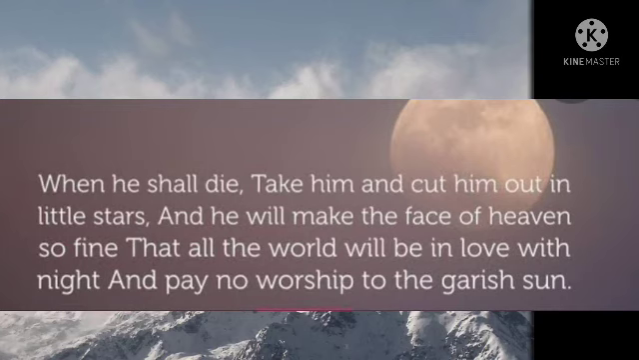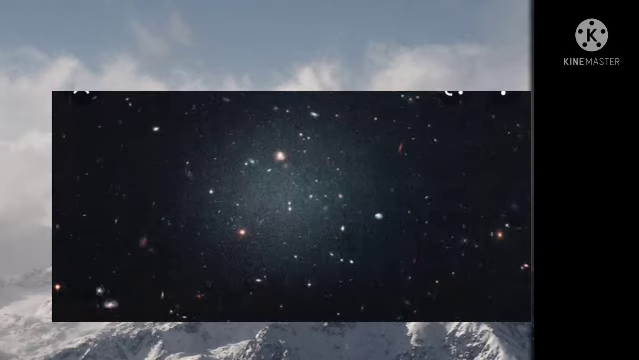Then she says, if she dies, then cut Romeo into pieces of stars and set him up in heaven with the stars, so that he will make the face of heaven beautiful and charming. Here she wants to immortalize her love for him. She believes that the world will fall in love with the beauty of night. After the little pieces of stars are set in heaven, the night will be very charming, very beautiful, and people will stop glorifying the bright day.